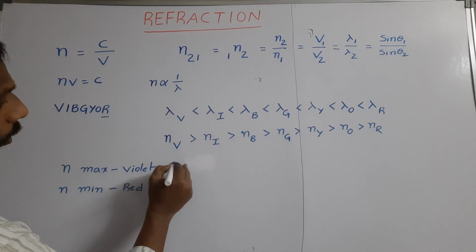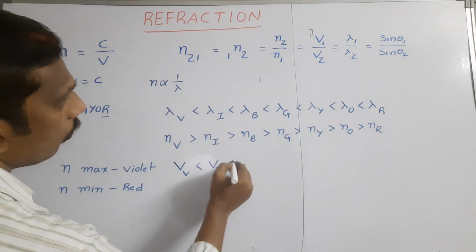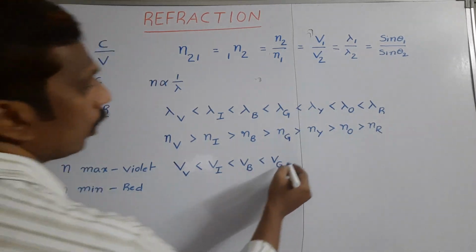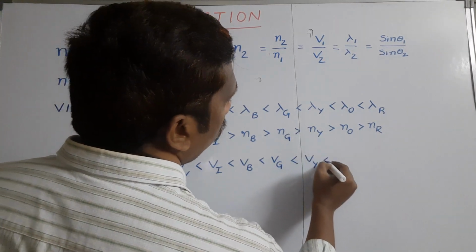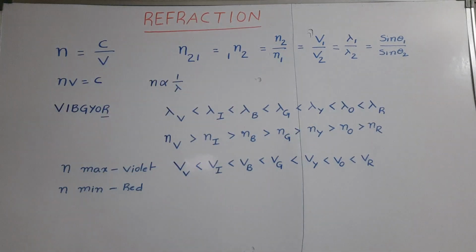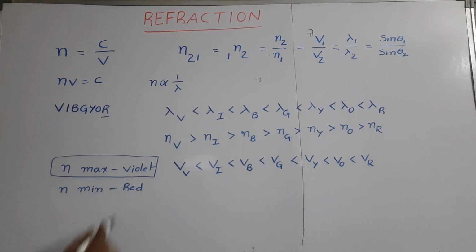So here the velocity of violet is less than the velocity of indigo, which is less than blue, less than green, less than yellow, less than orange, and less than the velocity of red. So out of these colors, which one deviates more? Deviation is more for violet color because violet's refractive index is more. Refractive index value more means deviation is also more and velocity is less.